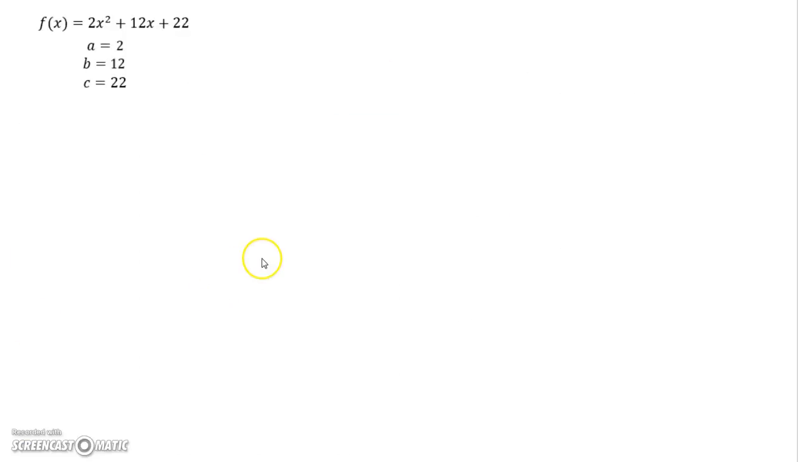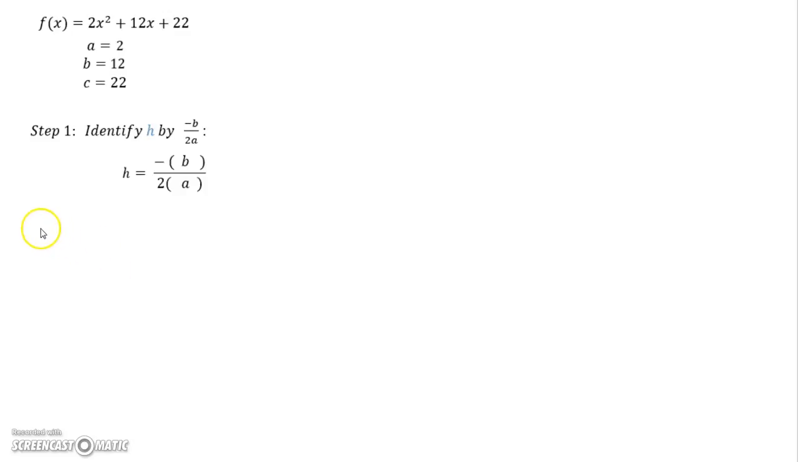So now we're going to start with our equation in standard form. So we have f of x equals 2x squared plus 12x plus 22, where we've identified a equals 2, b equals 12, and c equals 22. So that's the first step, identifying our a, b, and c, and making sure that all of our items in standard form are on one side of the equation, so the other side is technically equal to 0.